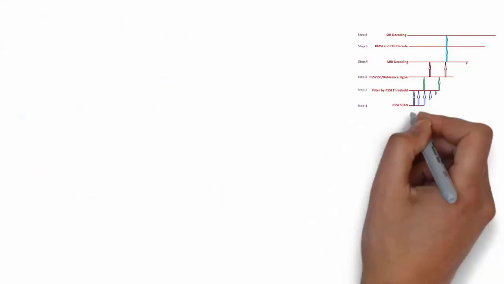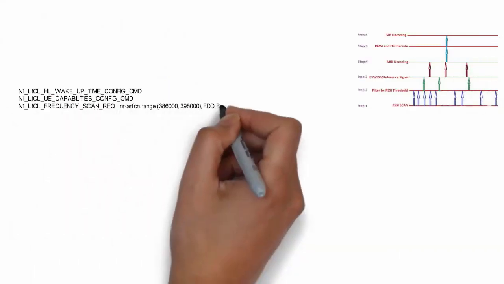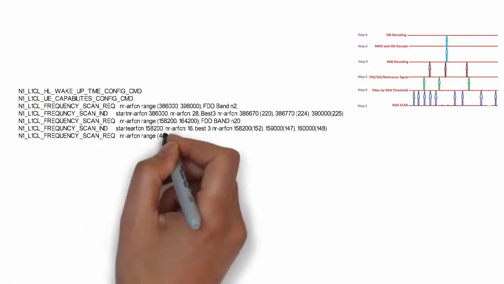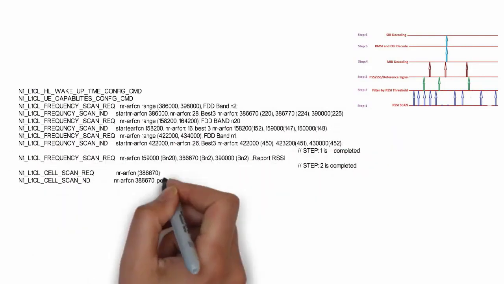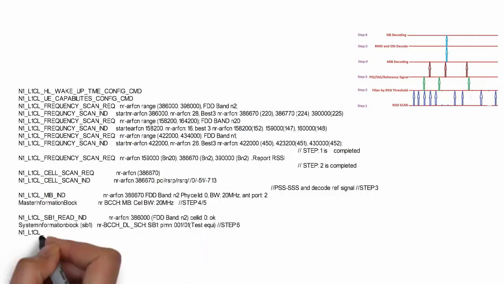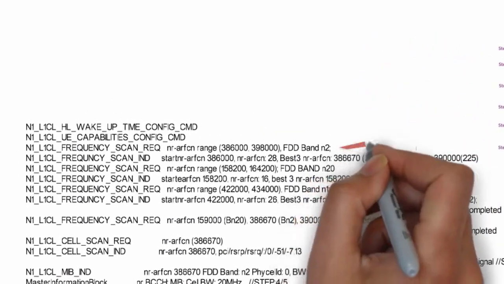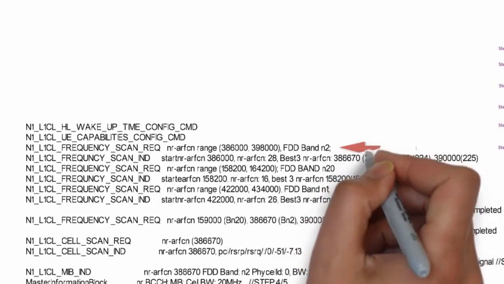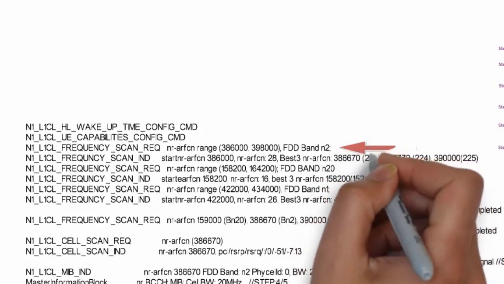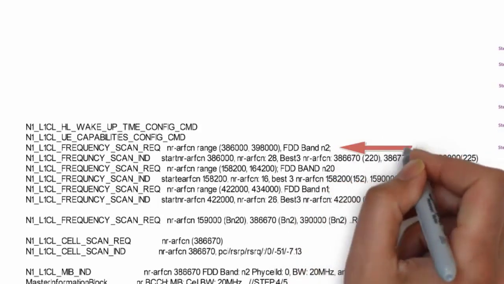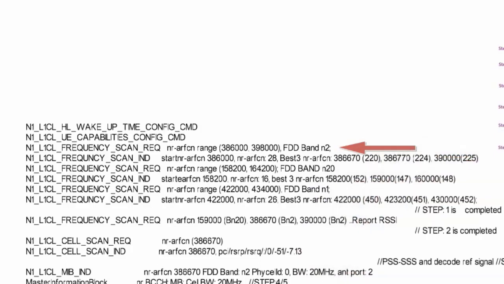You can see in this log, I have taken this log for understanding purpose. Here you can see that in a 5G mobile there is one component, N1 L1CL. This is a physical component. It sends a frequency scan request with NR ARFCN range 386,000 to 398,000 for band 2.